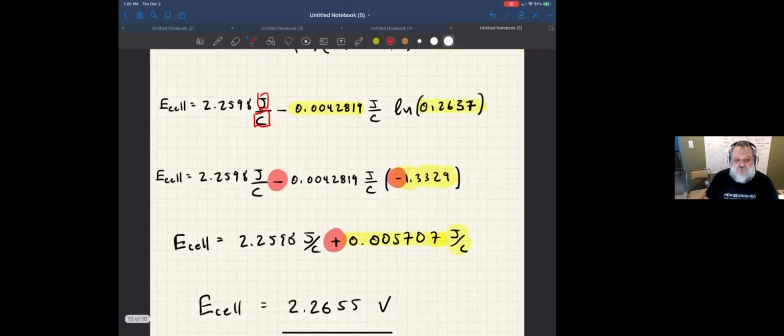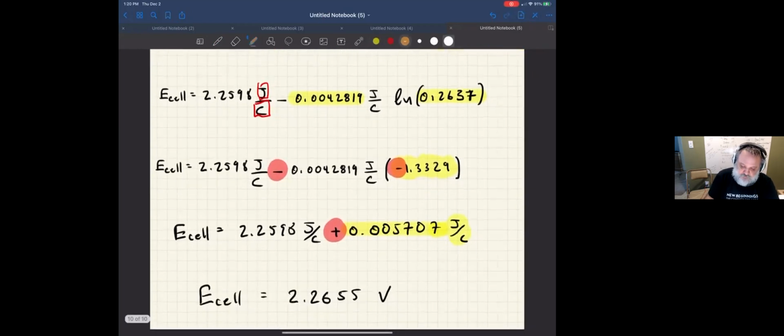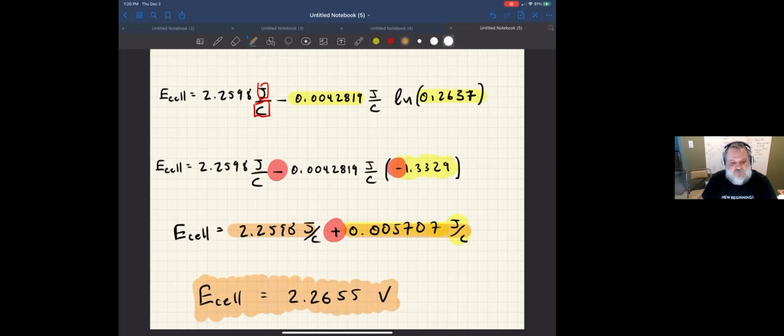So 2.2598 plus 0.005707, I get that the voltage of the cell under non-standard conditions specified in the problem is 2.2655 volts. Okay, I know that's a lot. It's a whole lot of work, but if you can do that, you got the electrochemistry chapter down.